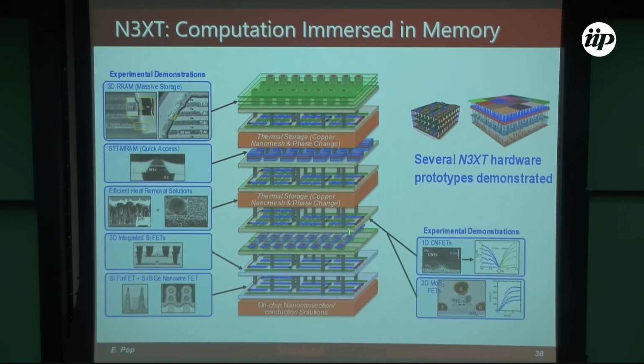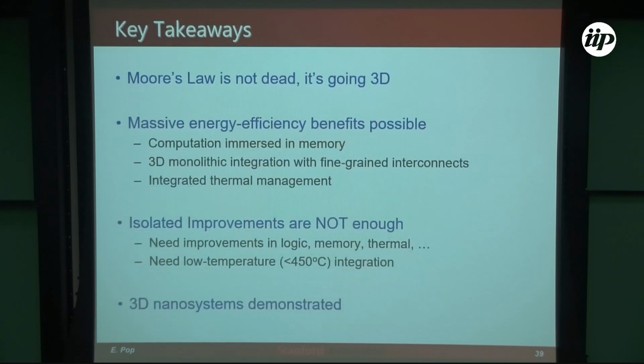This is what this thing looks like in the end. You know, there's 3D integration of memory. There's, if you need, efficient heat removal solutions. You need transistors, of course, and we have experimental demonstrations even at the system level of fairly simple 1D carbon nanotube and 2D graphene and molybdenum applications. And I'll say more about my own work in that area on Thursday afternoon.